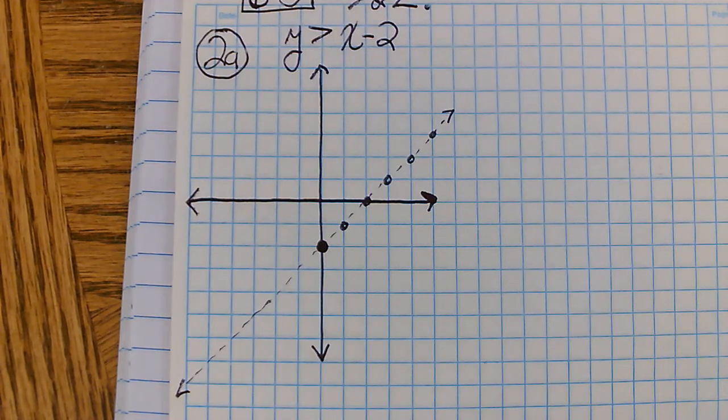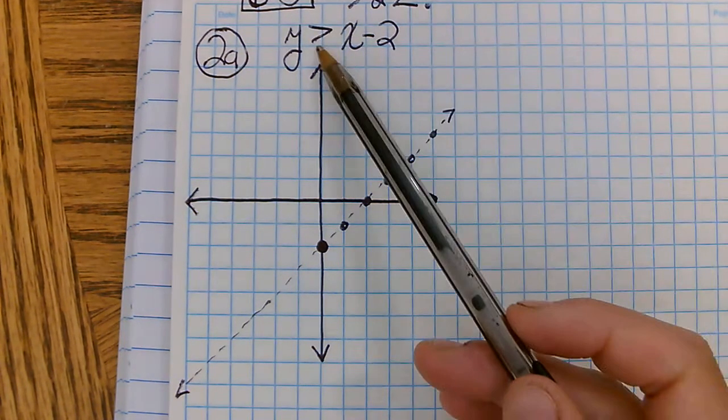Now there's one more thing that we have to do. Remember how I said in the beginning that there are going to be a lot more solutions for linear inequalities? You want to look at which way your sign is pointing. Okay, it is greater than.